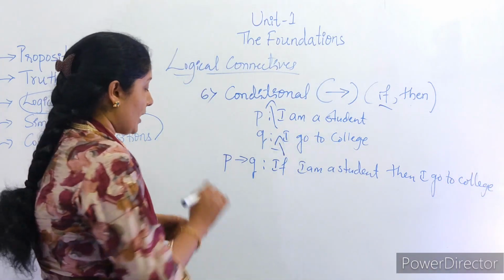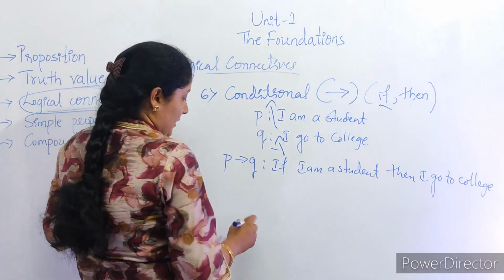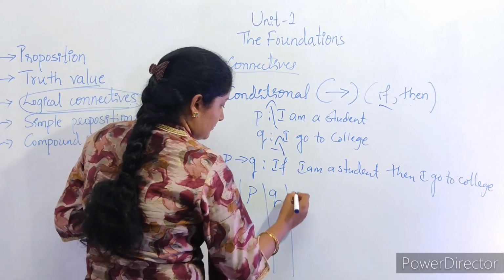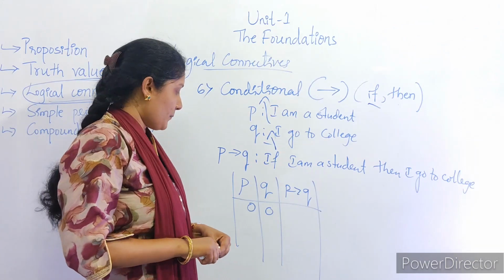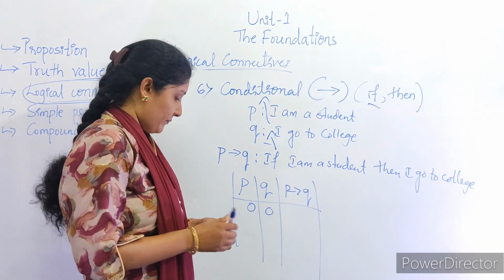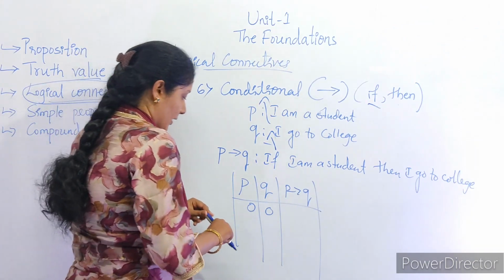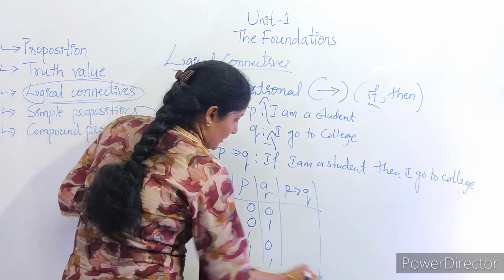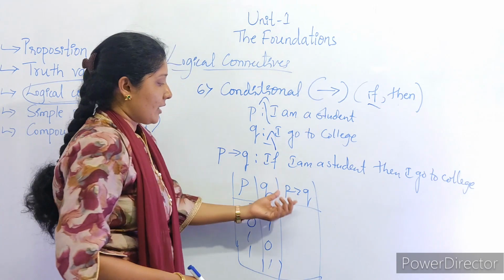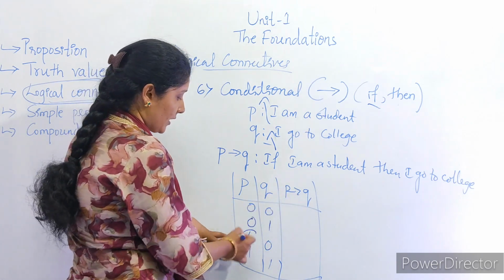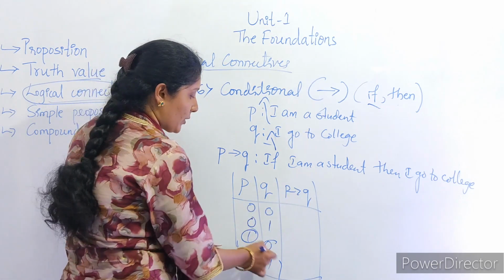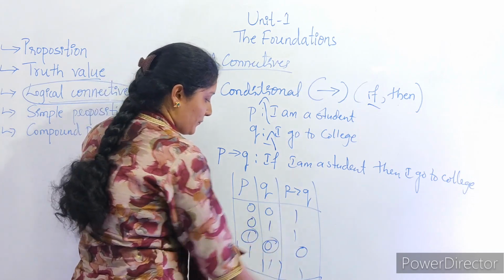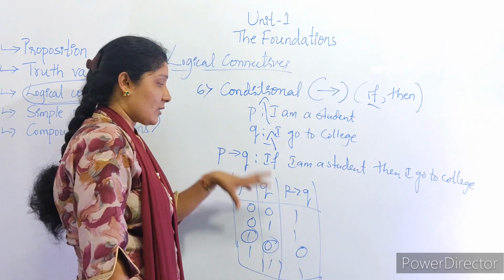Now coming to the truth table. The inputs are as usual: 0 0, 0 1, 1 0, 1 1. See, this is a bit different. Conditional means when the first input is 1 and the second input is 0, then only the output is 0, else it is true. Now how to remember this, why is it called conditional?